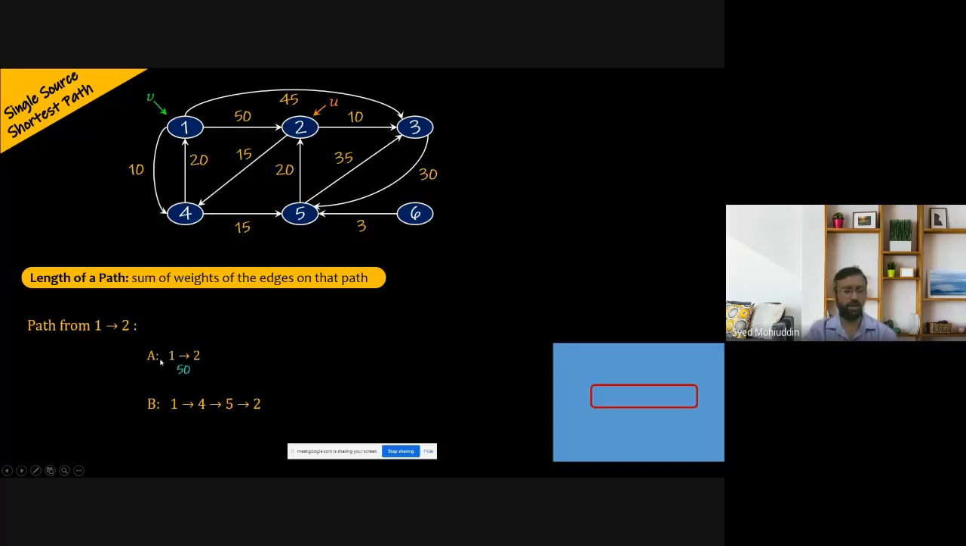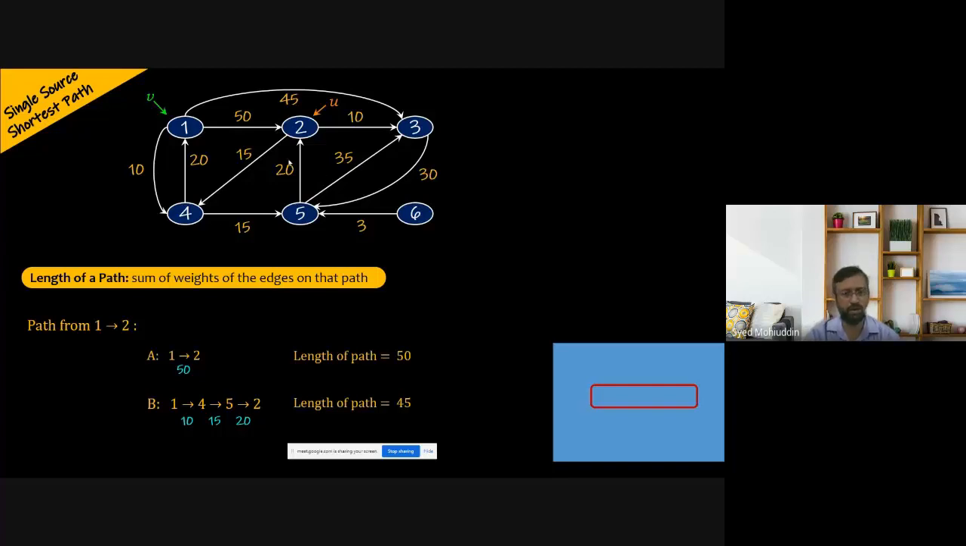Now the cost of path A, to reach the same destination from the same source, is 50, because there is a direct edge. The cost of path B is the sum of the weights of the edges on that path. So 10 plus, from 4 to 5, 15, then from 5 to 2, it's 20. So this length is 45. Now there is a direct path and there is a path which flows through certain intermediate nodes or intermediate vertices.